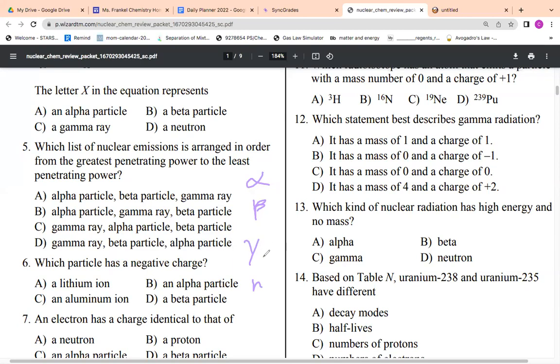So we would want to start here with gamma. So A and B are out. Alpha has the lowest. We want to start from the greatest and go to the lowest. So we want to start from gamma, then it should be beta. So we know it's not going to be C, so it should be beta, and then it should be alpha, which we see here in choice D.